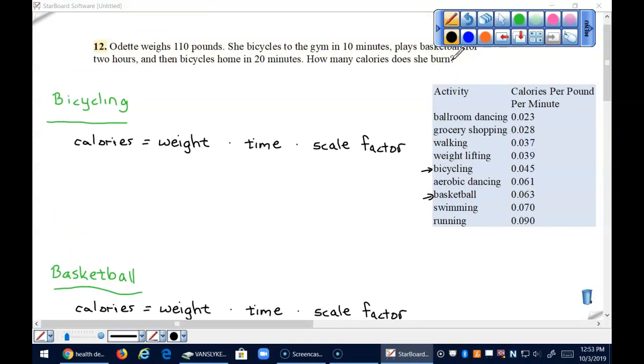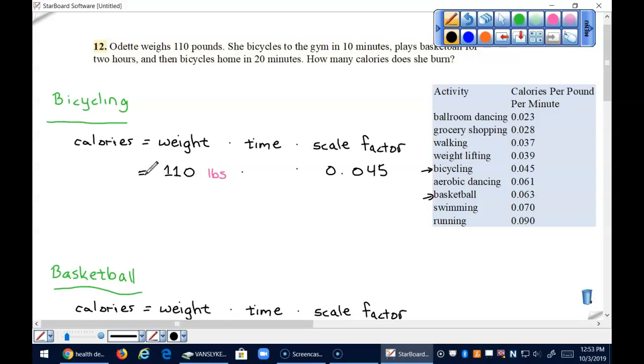What do I do for the bicycling? 110 pounds times 10 minutes times 0.045 is 495 calories. Okay. I could put a 10 there, like you said, and do exactly what you wanted. But then I have to come back and do bicycling again. So there's nothing wrong with it, but I am more lazy than that.